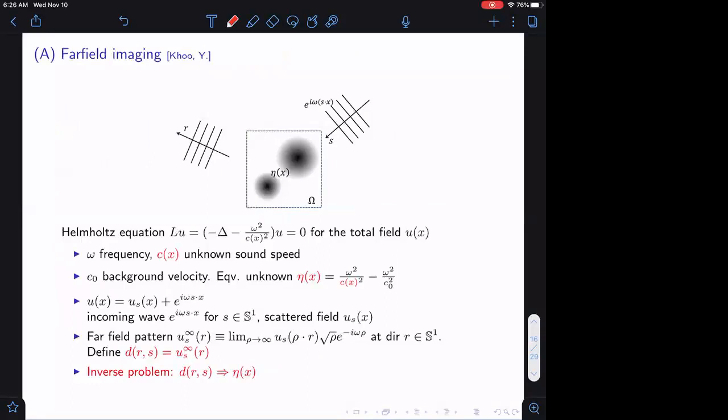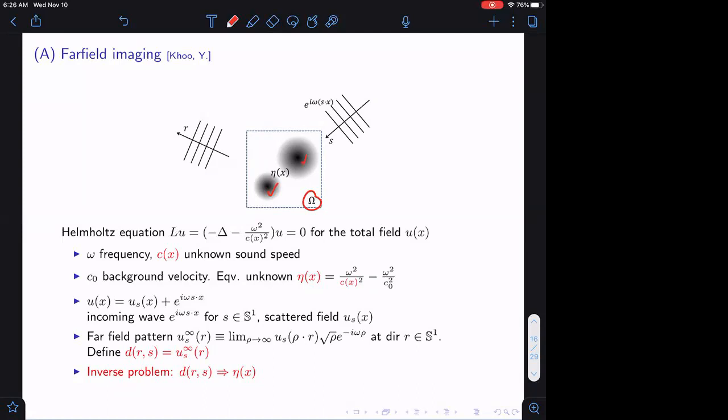All right, so far-field imaging. Okay, so here's a problem, the far-field imaging problem. Let me just describe the physics a little bit. You have a certain region of space called omega, and we assume that in omega there are certain barriers or scatterers, which have a scattering impact, shown by these gray shapes.